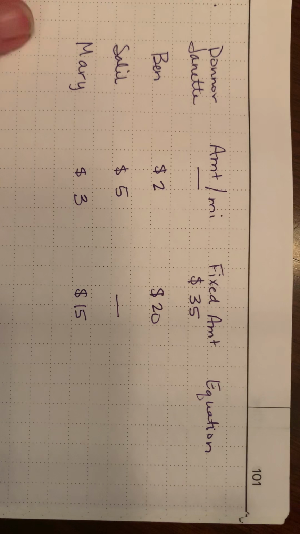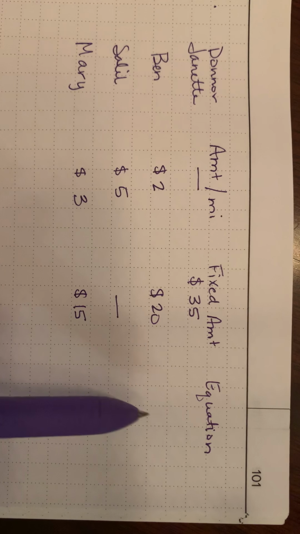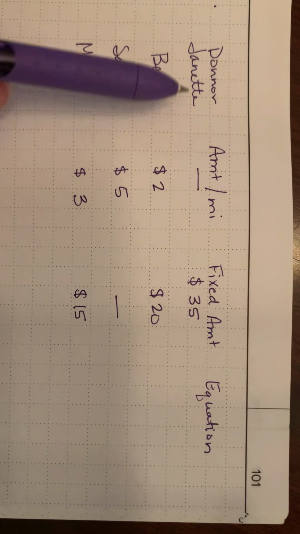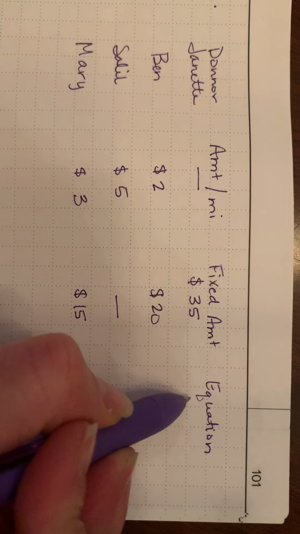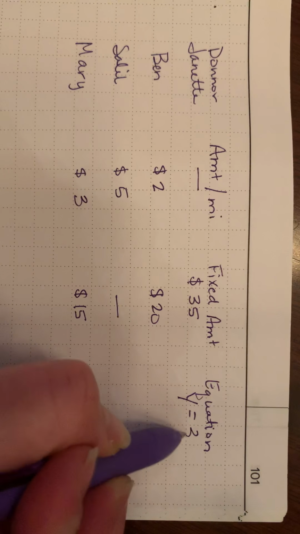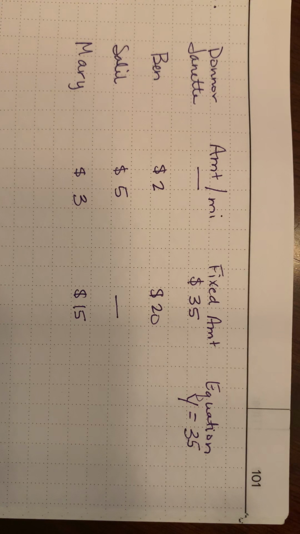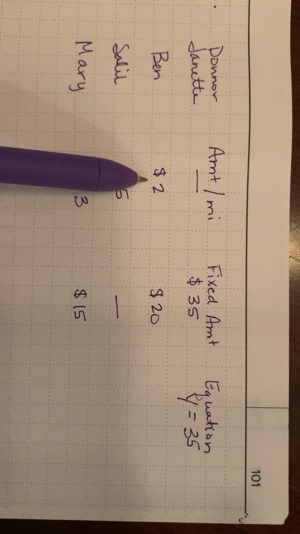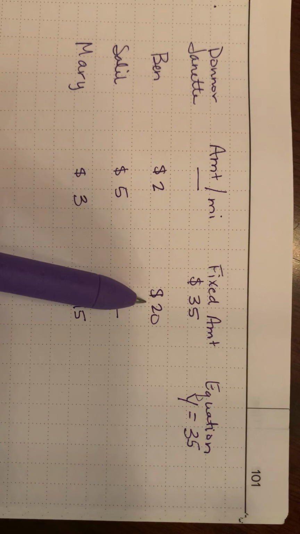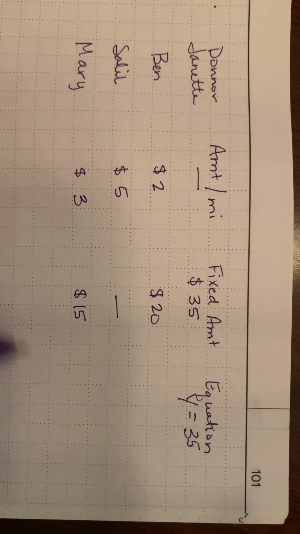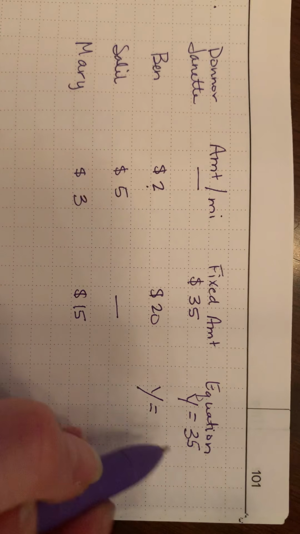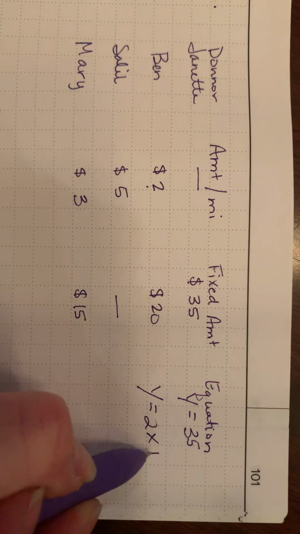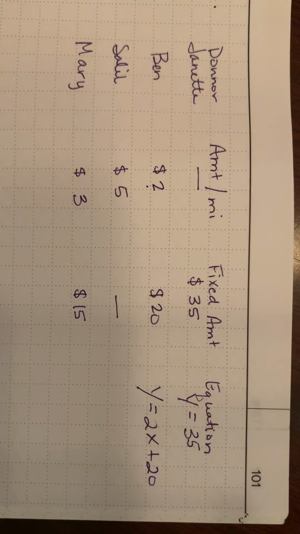Okay, I have copied the table from the book here. We just need to fill in the equations. So if we look at Jeanette, she's only giving a fixed amount. It's not dependent on how many miles you walk. So for this equation, it's Y equals 35, right? Because she's giving $35 no matter how far you walk. Ben is giving $2 per mile plus $20 fixed. All right, so the amount of money that Ben is going to give is $2 per mile plus $20 no matter how many miles you walk.